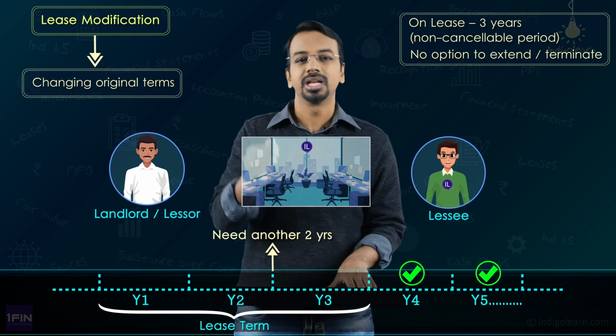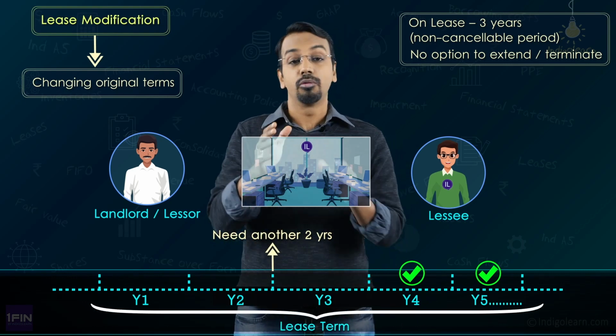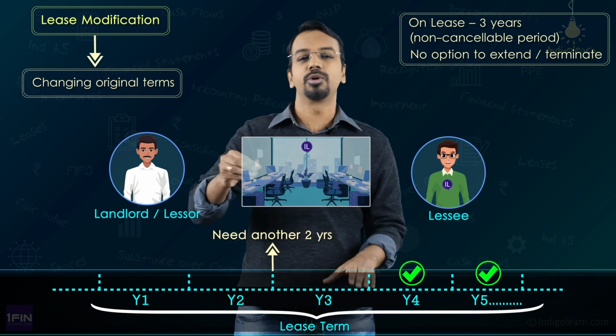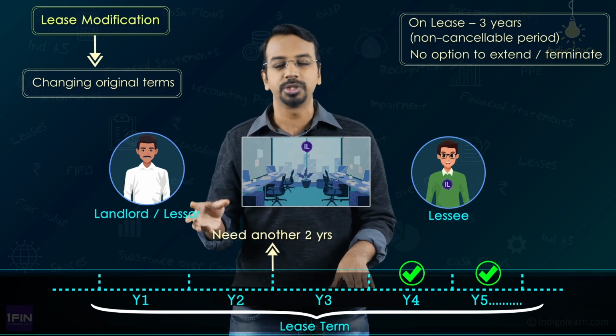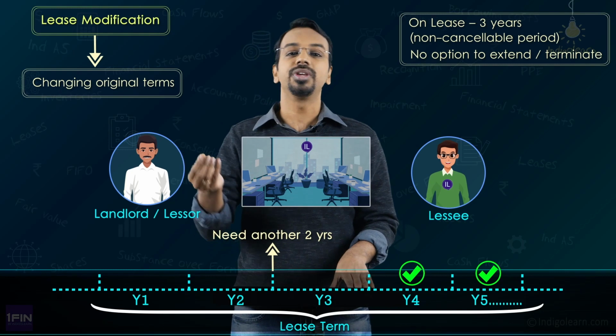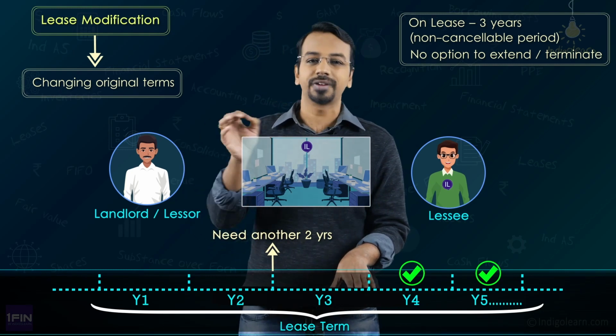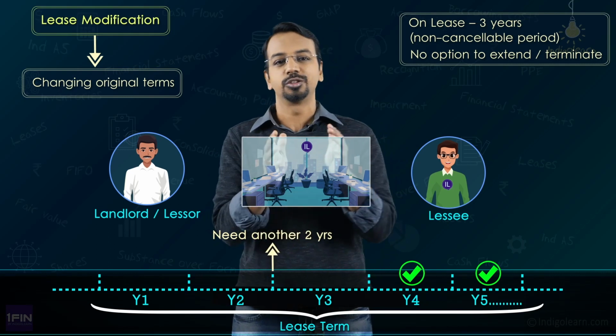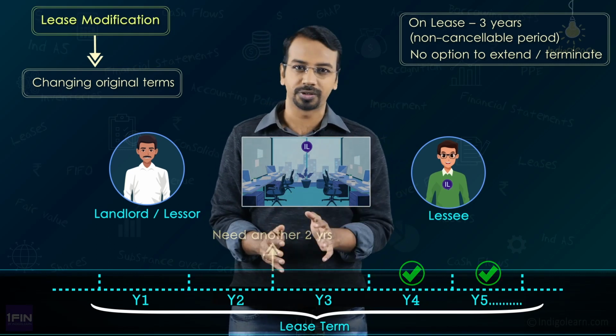Now here what are we doing? We are extending the lease term. Was this extension agreed upon earlier? It was not agreed upon earlier. There was no option to extend, there was no option to terminate. It was not at all agreed earlier. We are modifying the lease. We are modifying the terms and conditions of the lease by extending the lease term. So this is one example of lease modification.